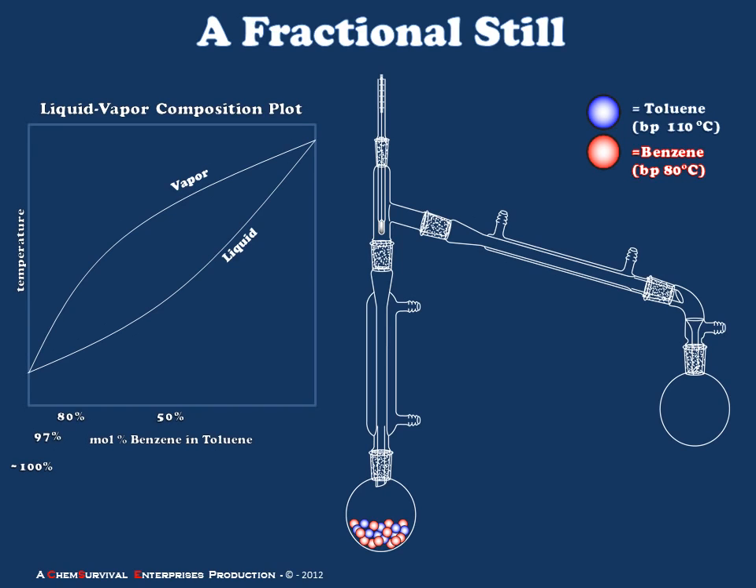Now that we've considered the behavior of just a small aliquot, like a single drop of mixture within a fractionating column, let's try to get a better visualization of what it really looks like and what's really going on inside of that fractionating column. So here again I built a fractional still, and I've charged the boiling flask with 50 mole percent benzene and toluene. Let's zoom in on that fractionating column again and see what's going on inside.